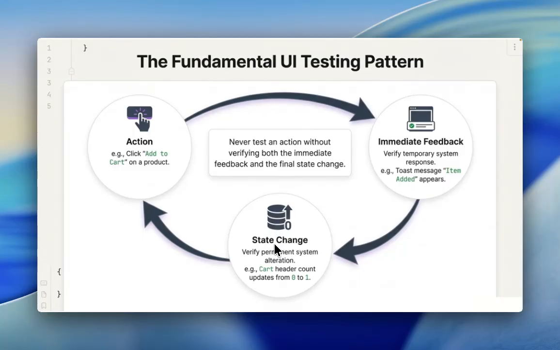The fundamental UI testing pattern. Action, for example clicking add to cart on a product. Never test an action without verifying both the immediate feedback and the final state change. Immediate feedback verifies a temporary system response, for example a toast message saying item added appears. State change verifies a permanent system alteration, for example the cart header count updates from 0 to 1.